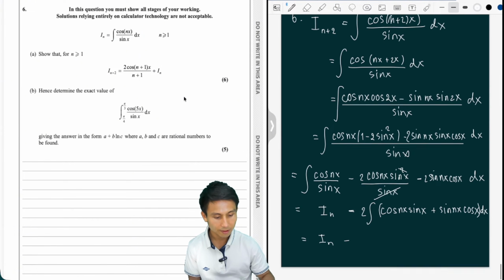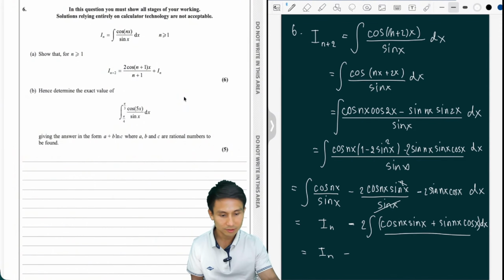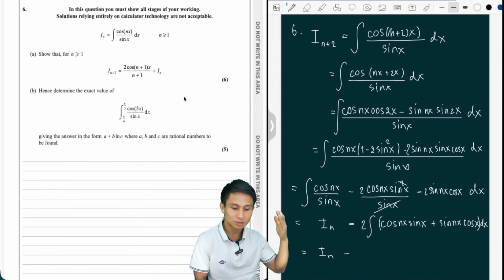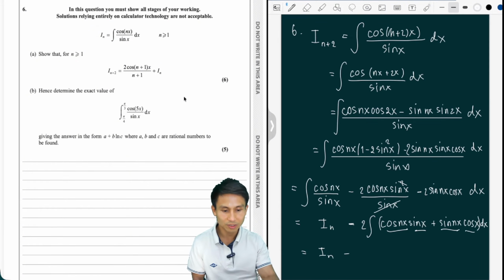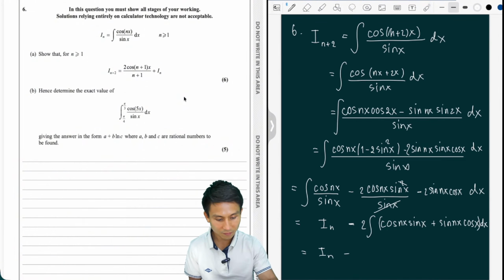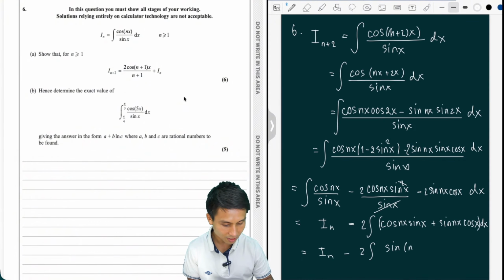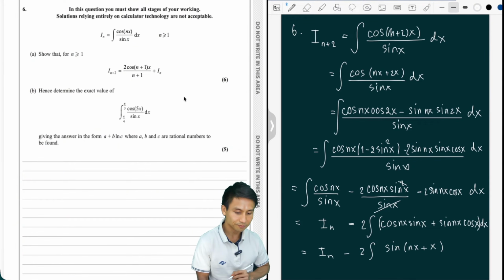Okay, now this is what? Cos A sine B, right? Cos A sine B plus sine A cos B. All of that is just sine nx plus x, yeah? That's just sine nx plus x, right? Sine A cos B, cos A sine B, yep.